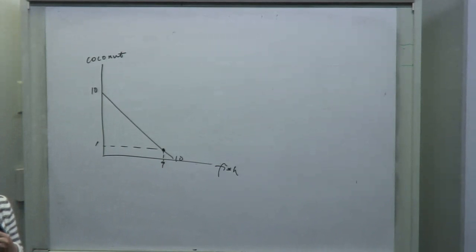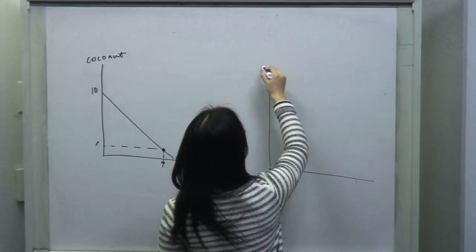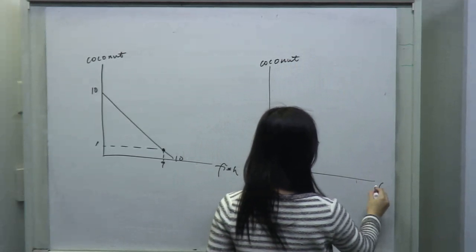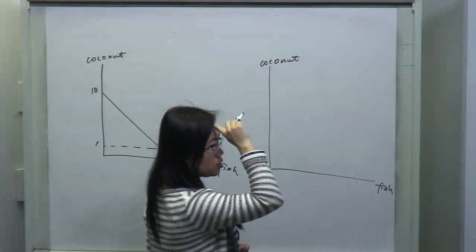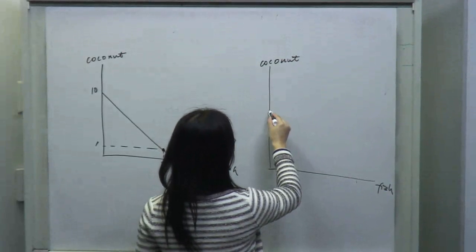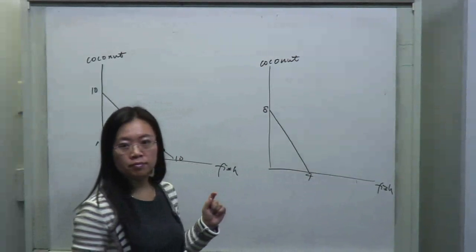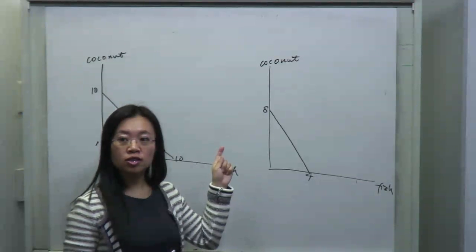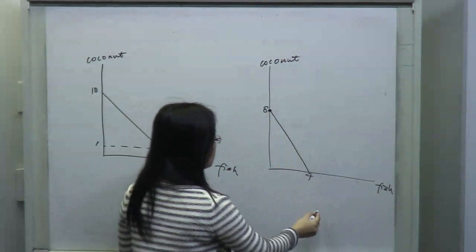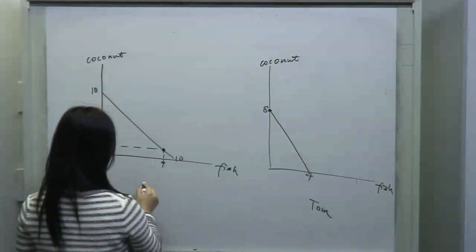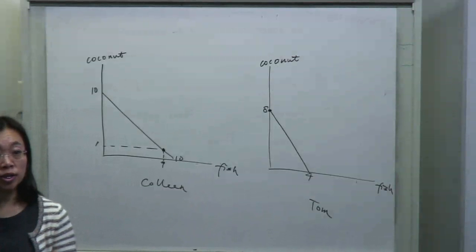So you want to trade fish for some coconuts. And Tom, what's the number here? 8? This is 4, this is 8. And where is Tom? How many coconuts does Tom have? 8 coconuts. How many fish? 0. Okay, so you're Tom, you're right here, and if you're Colin you're right here. Now you're going to engage in trading.